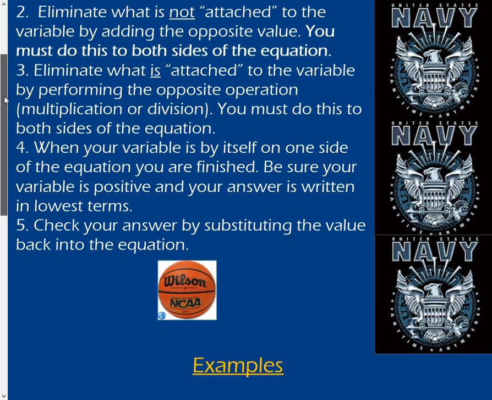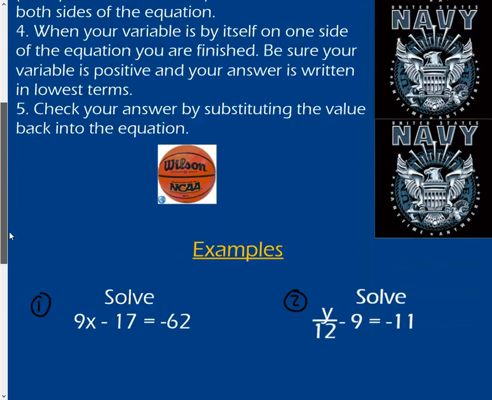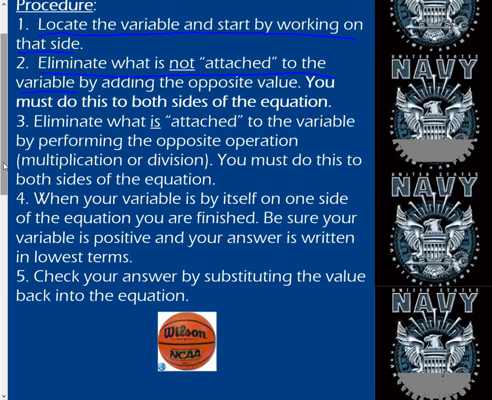All right? So I'm going to highlight what's most important to write down. Step 1, all of it's important to write down. Locate the variable and start by working on that side. Step 2, eliminate what is not attached to the variable. We're going to do that by opposite operations. Step 3, now eliminate what is attached to the variable by opposite operations.